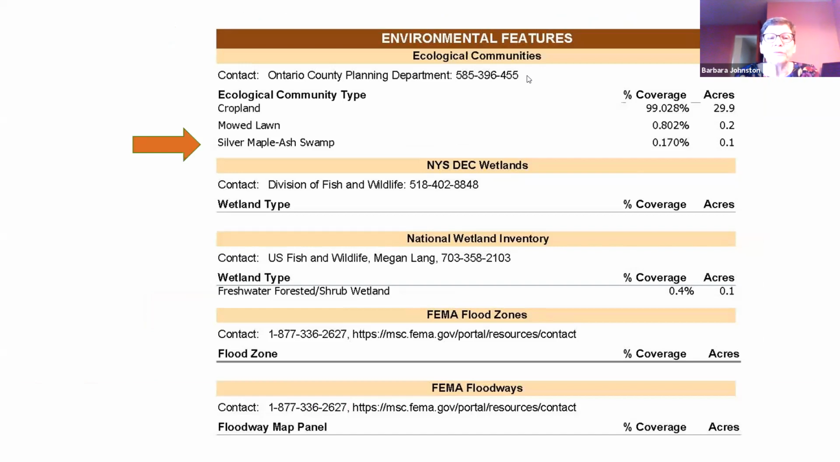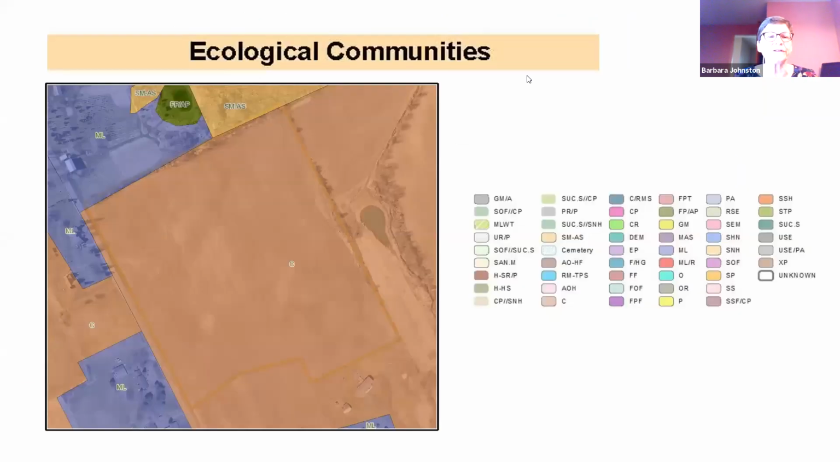rare and vulnerable communities in the town of Canandaigua. This is an extract from an Encore report. It tells you how many acres of different ecological communities, whether there's any state or federal regulated wetlands, or whether there's any flood zones. These are all questions in the checklist. And it also shows a little map. So this map shows, obviously the parcel is almost entirely farmland, but you can see on the north side, there's a little bit of the woodland that goes into the parcel a little bit, and to the north is the silver maple ash swamp.